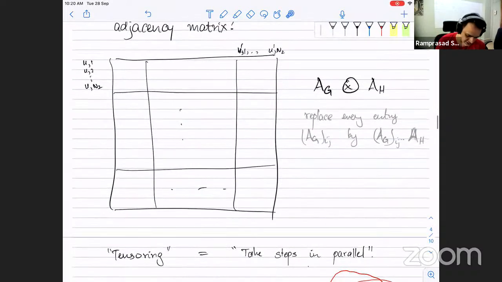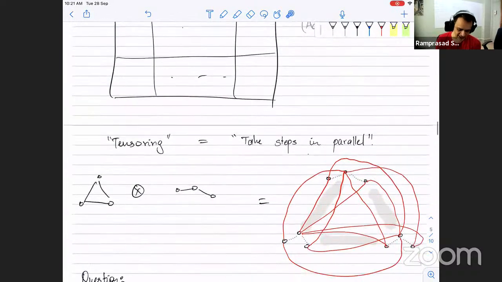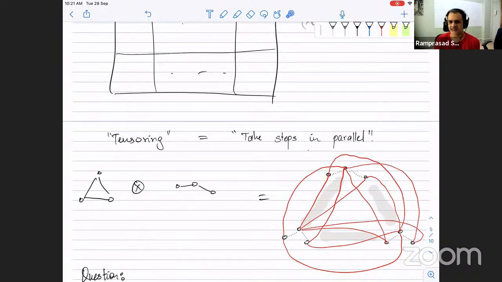Good. So tensoring roughly refers to taking steps in parallel. Every step in the graph G tensor H corresponds to taking a step in G and a step in H, and then you write them both as two separate vertices. That's what tensoring refers to. Here is a pictorial description of tensoring. I don't know if this is insightful, but if you take a tensor of a triangle with something, this is what ends up happening and you get some graph. I don't know if it's helpful.